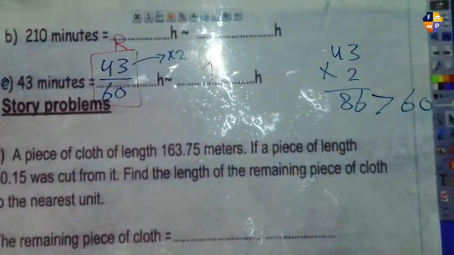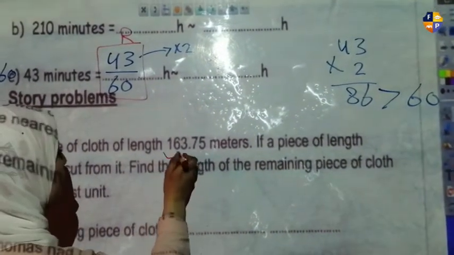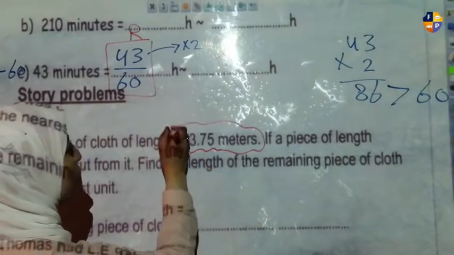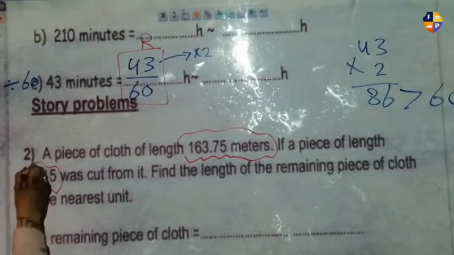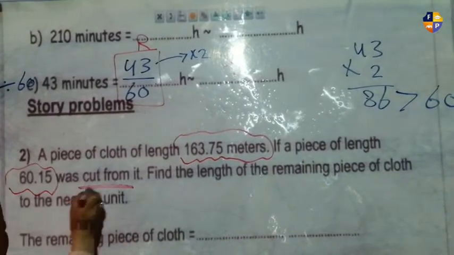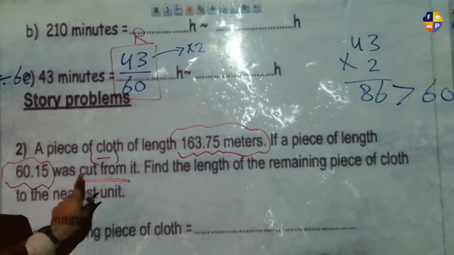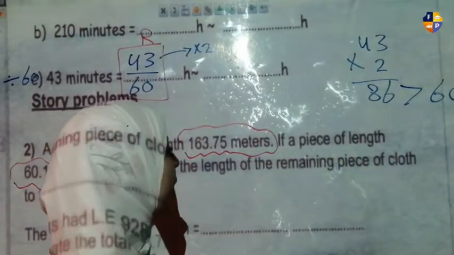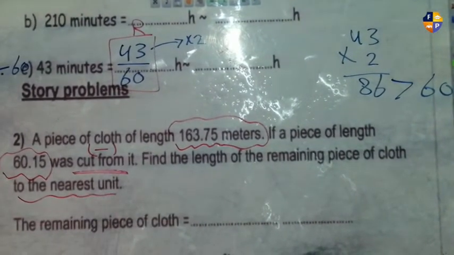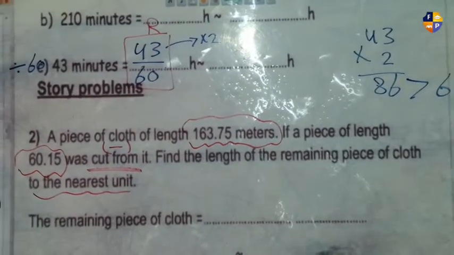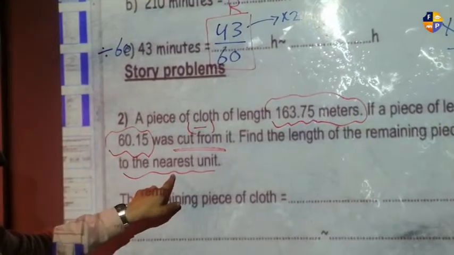Okay, story problems. A piece of cloth of length 163.75 meters. If a piece of length 60.15 was cut from it, take away, subtraction, excellent. Find the length of the remaining piece of cloth to the nearest unit. Okay, I have 2 parts. At first, I will do the subtraction operation. Then I will approximate the result to the nearest unit.